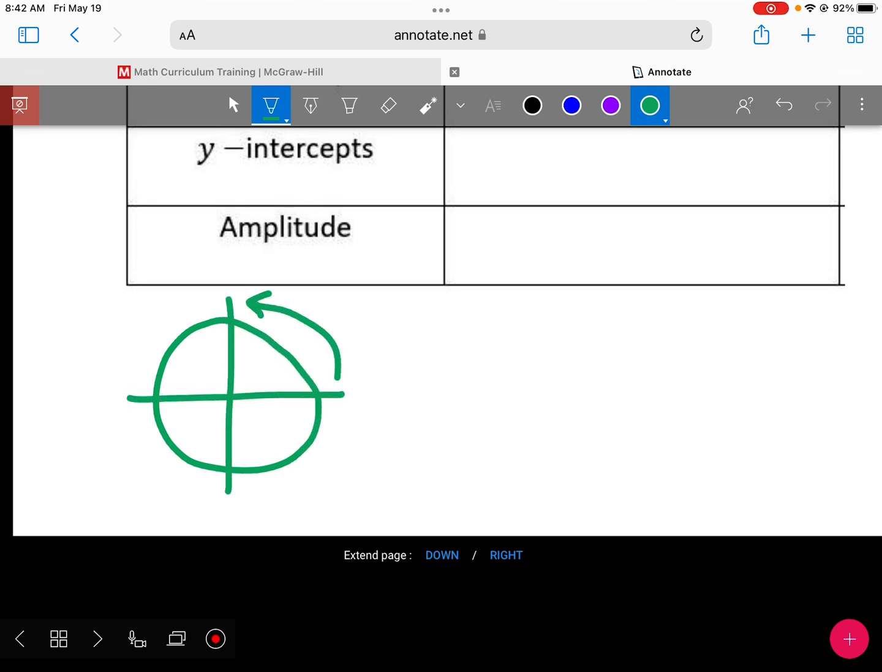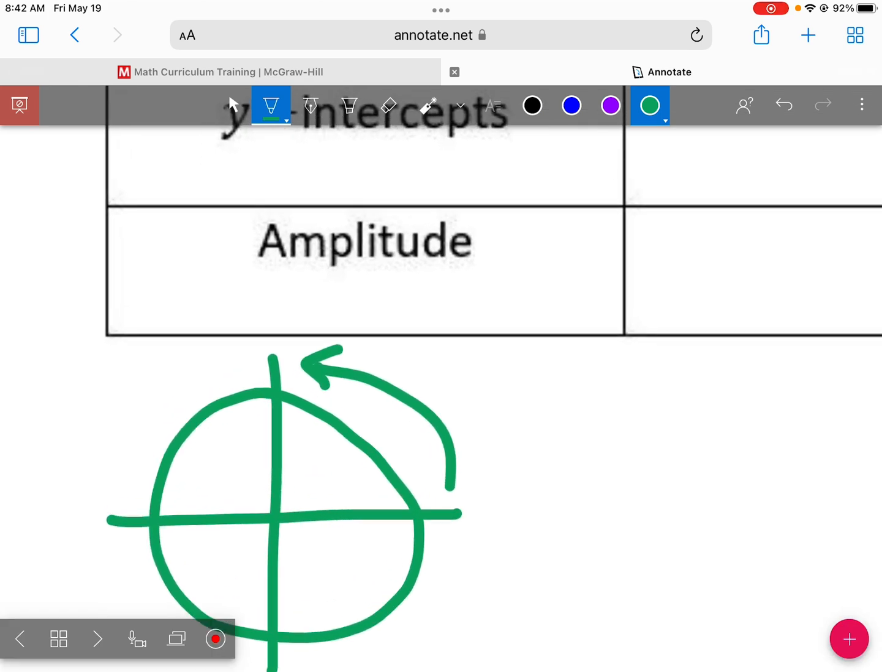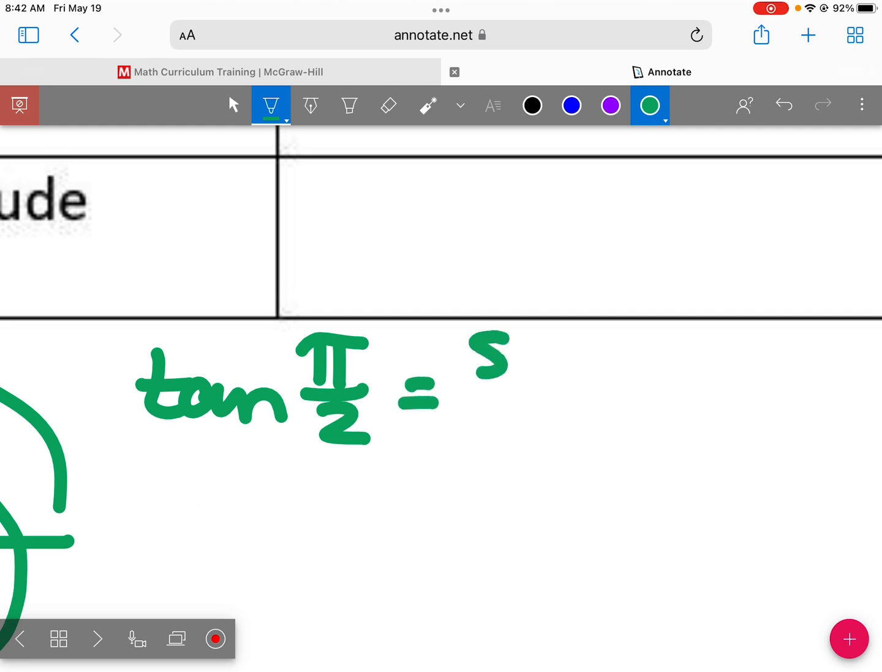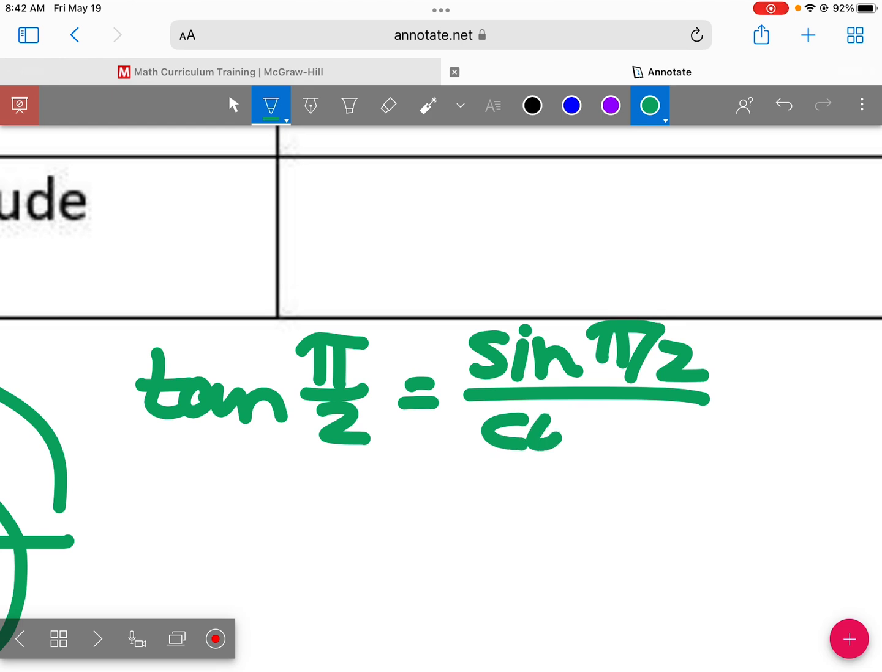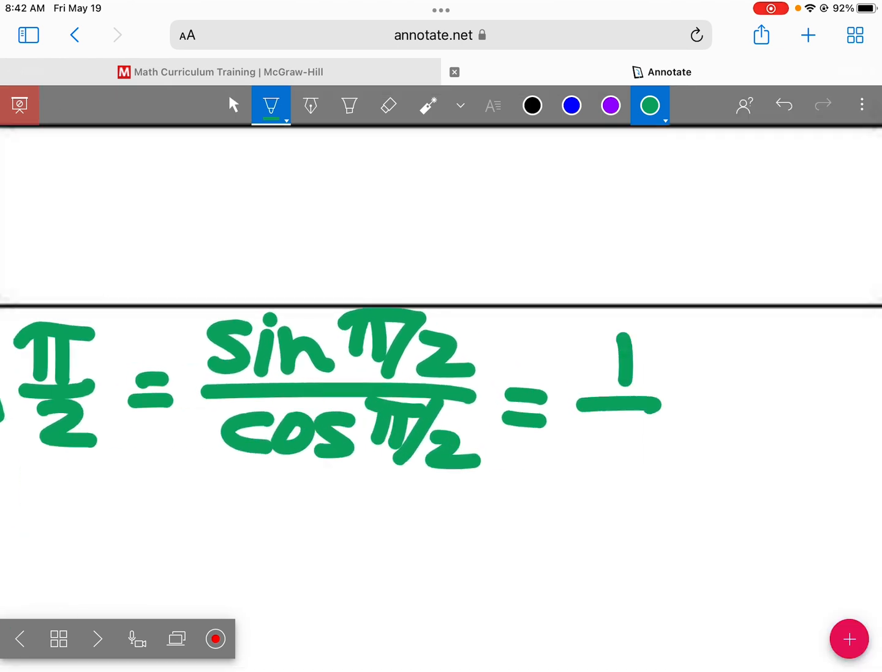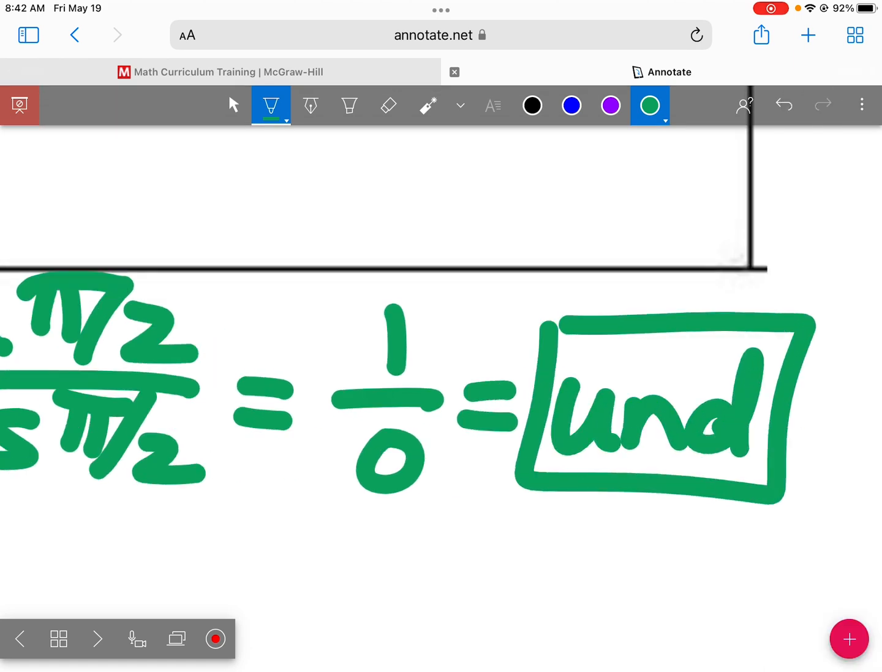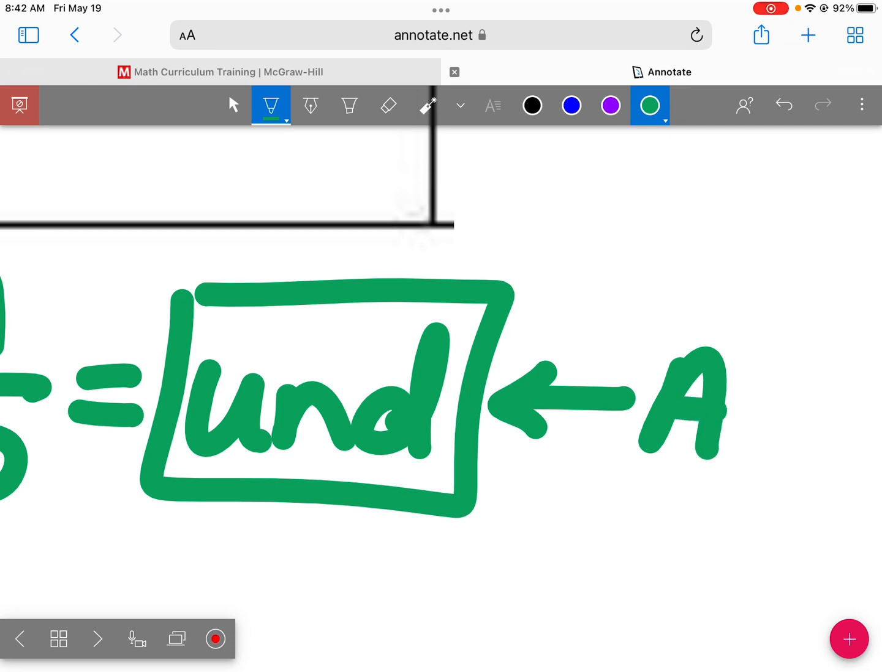If I go this way, I go up to pi over 2. What is tangent of pi over 2? It would be sine of pi over 2 divided by cosine of pi over 2. So 1 over 0. That's undefined, so there's an asymptote there.